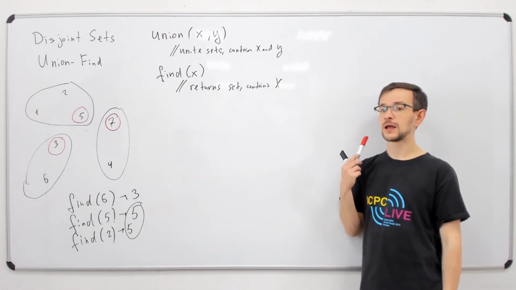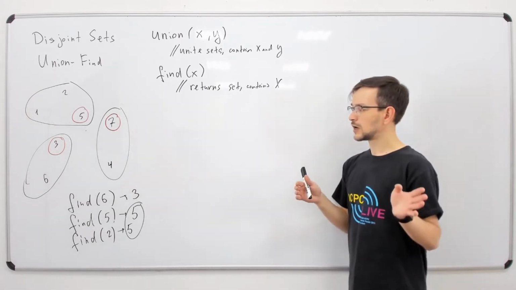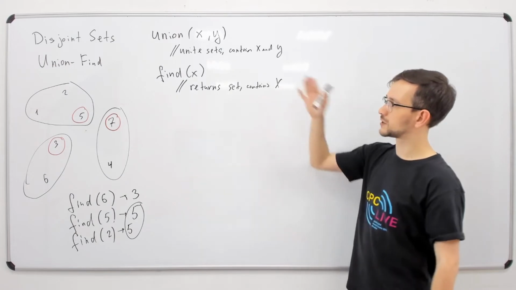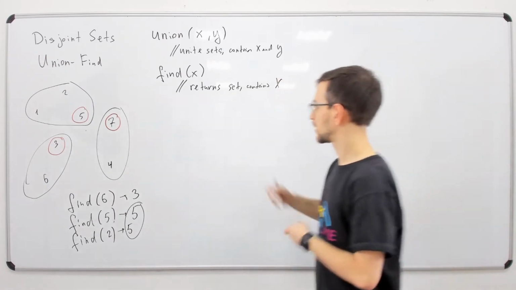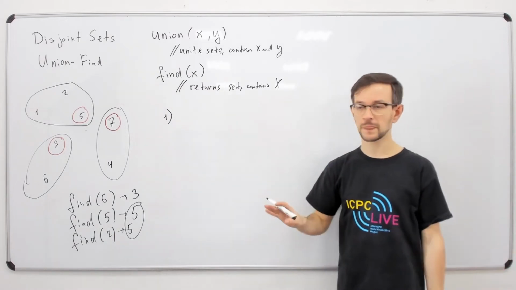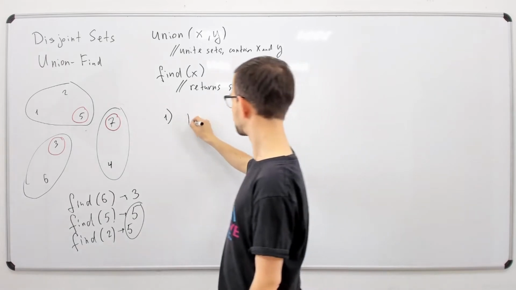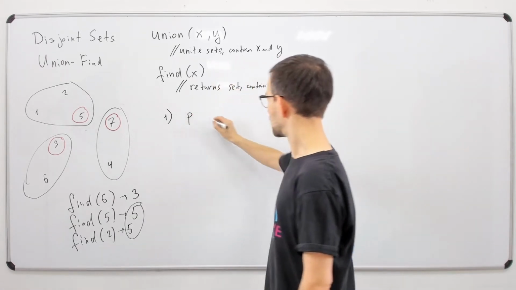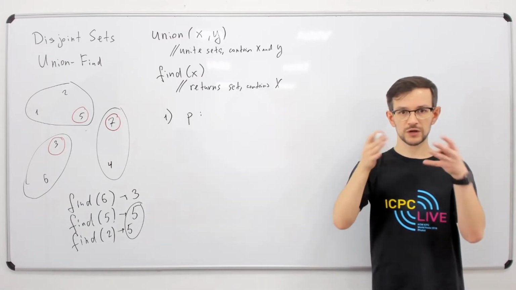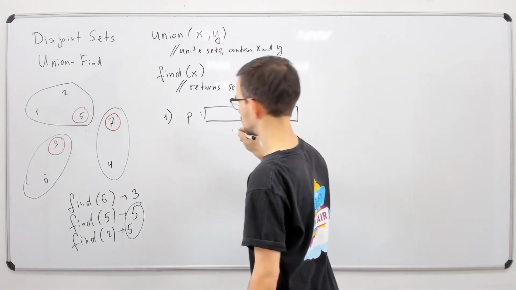Cool. Now let's discuss a very simple way to implement disjoint sets. First implementation, very simple. Let's just make an array, array P. The element in array P will be the representative of element X. So each element of the array, we have 7 elements.